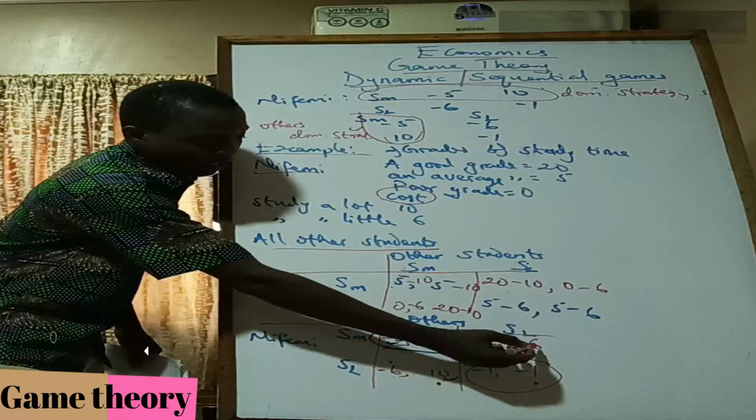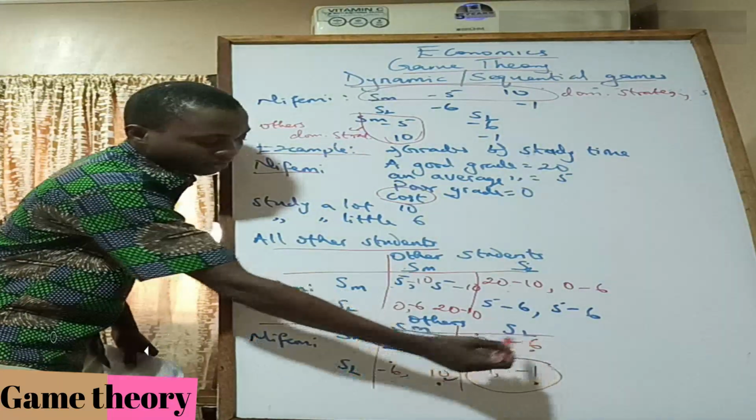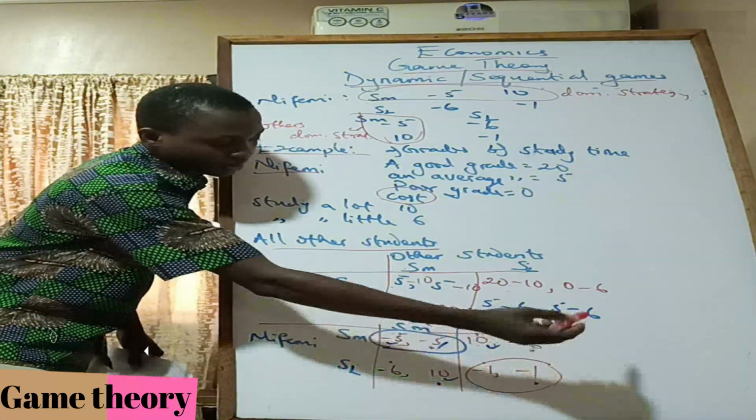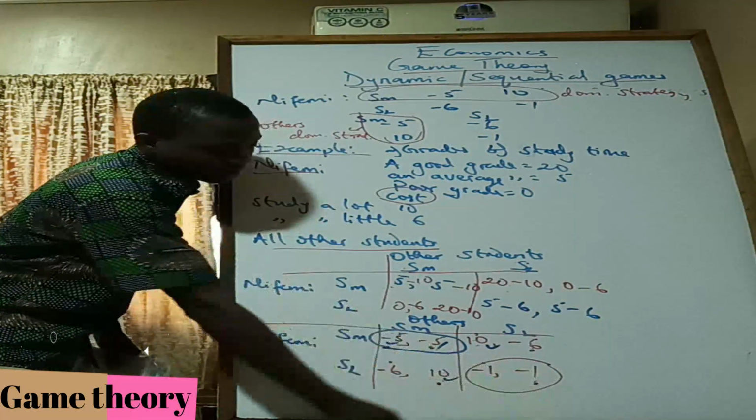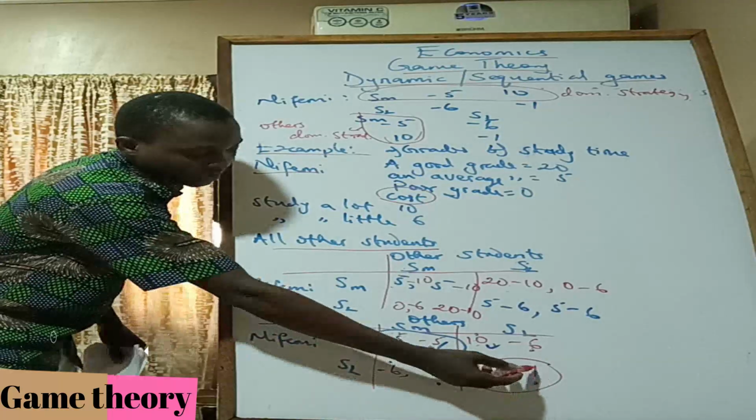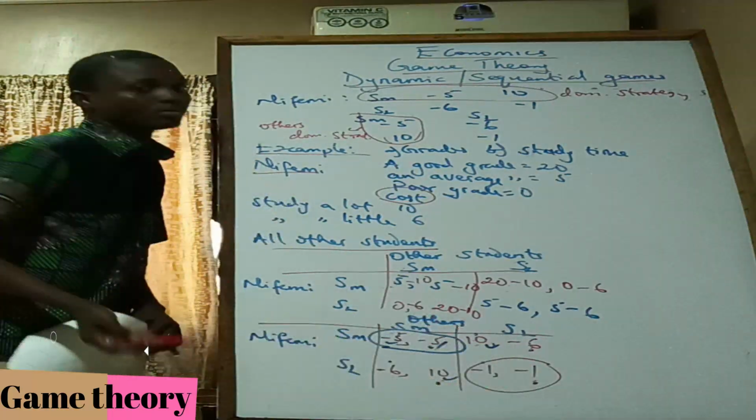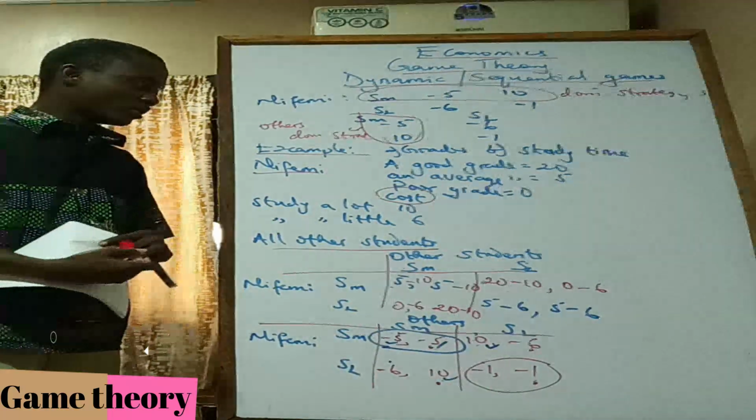This applies to the same thing. While others are studying a little, and Nifemi is studying much, others are getting a minus 6. And while others are studying a little, and Nifemi is also studying a little, Nifemi is getting a minus 1 here, and others are getting minus 1. So just understand it that way. It's not a difficult thing.